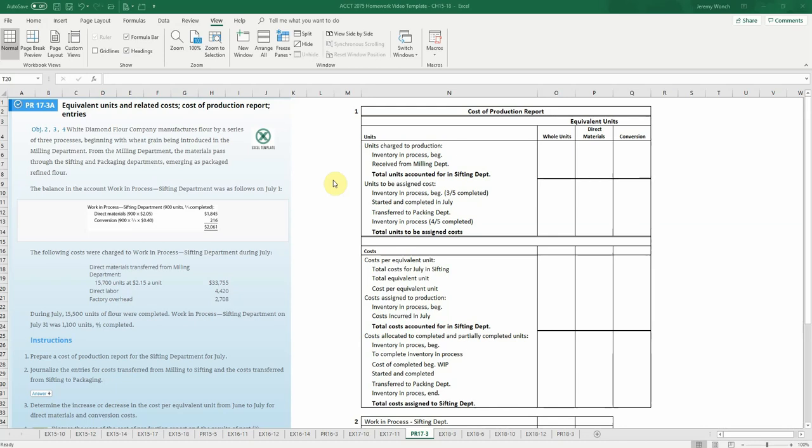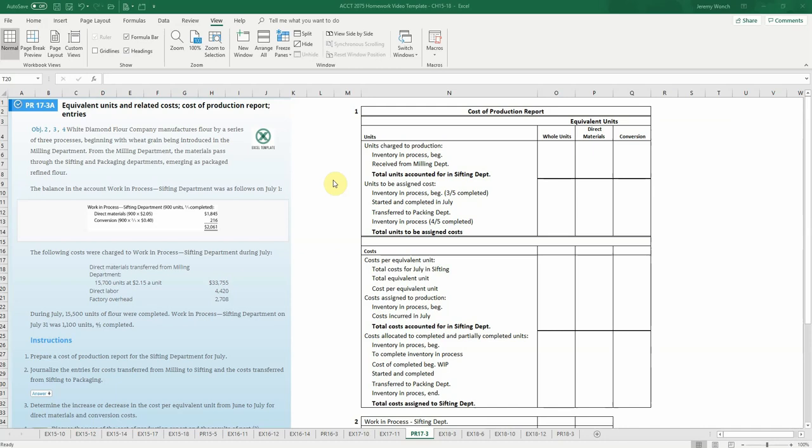In problem 17-3A, we're asked to put together a full cost of production report. In this problem, White Diamond Flour Company manufactures flour by a series of 3 processes. It begins with wheat grain being introduced to the milling department, and then from the milling department, the materials pass through to the sifting and then packaging department, and then at the end we have a full packaged white flour.